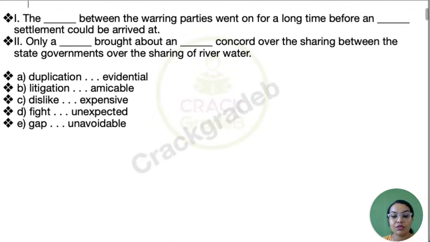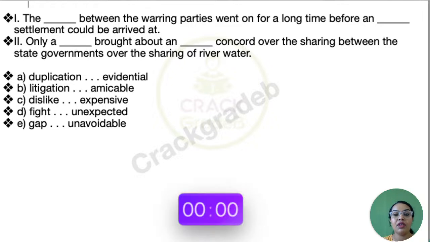There we go. That's your first question. We have two sentences with two blanks each. You have to choose the option that can go well in both the blanks of both the sentences. Okay, I hope I'm clear and now आपको पता है क्या करना है.